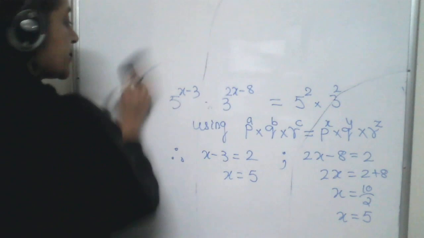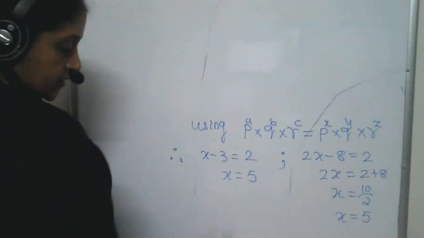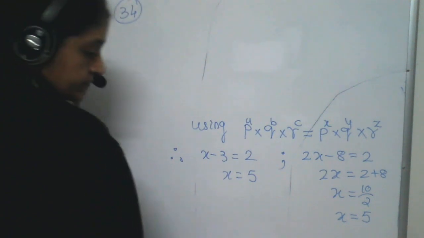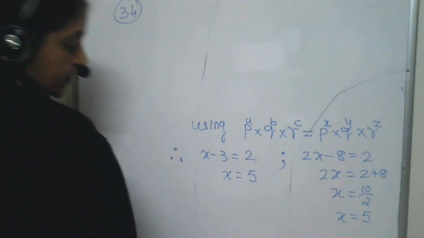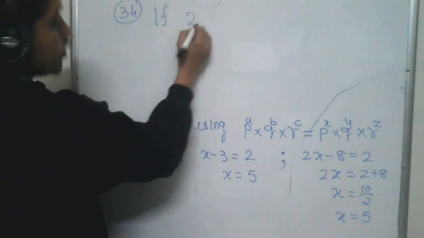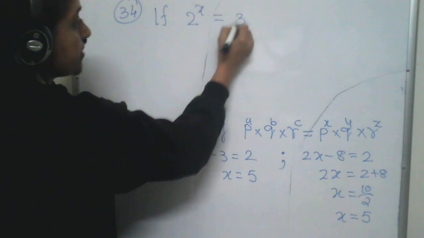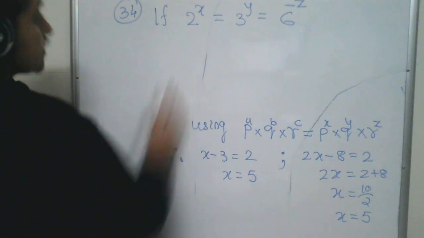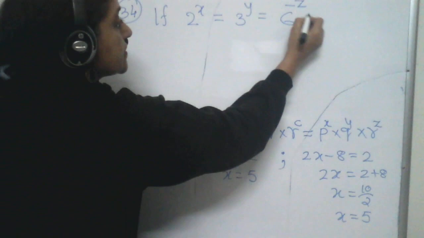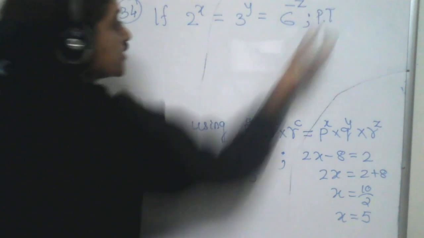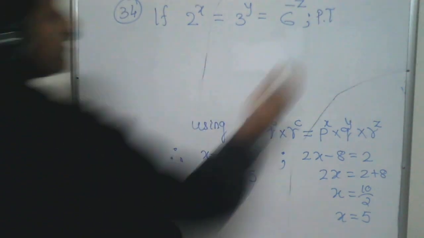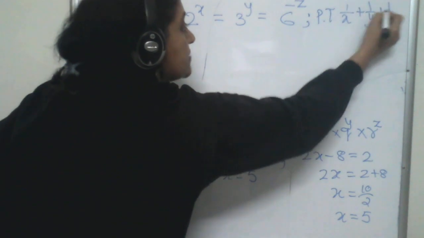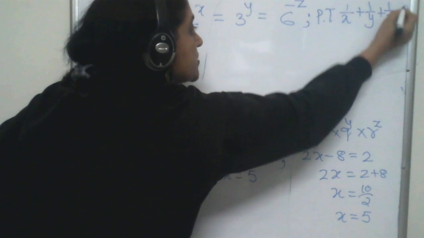The last question that I will be taking up is question 34. If 2 to the power x is equal to 3 to the power y is equal to 6 to the power minus z, then prove that, in short PT, 1 by x plus 1 by y plus 1 by z is equal to 0.